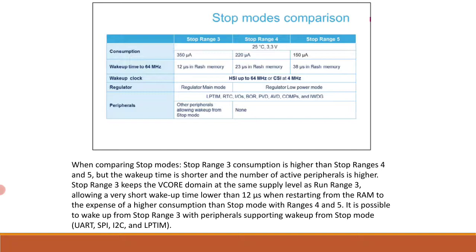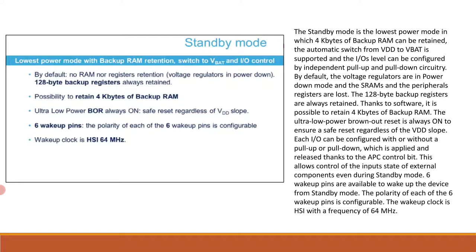There is another mode. Let's move on to the standby mode. Standby mode is the lowest power mode in which 4 KB of backup RAM can be retained. The automatic switch from VDD to VBAT is supported and IO levels can be configured by independent pull-up and pull-down circuitry. By default, the voltage regulators are in power down mode and the SRAMs and the peripherals registers are lost. The 128 byte backup registers are always retained. Thanks to software, it is possible to retain 4 KB of backup RAM.